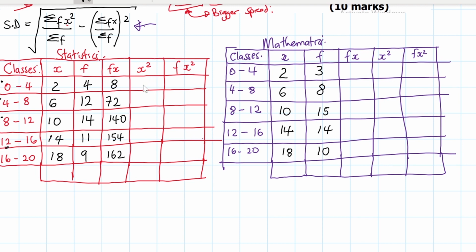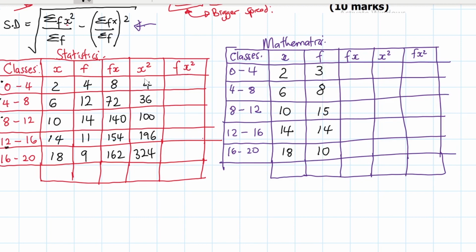X squared, we are looking at 2 squared. X squared here is 4. This is 36. This is 100. That is 10 squared. Then 14 squared is 196. Then definitely here we have 18 squared, which is 324. It's very easy for you to make an error. Here it is very important that you tread carefully. You fill in these things carefully. It's very easy to make an arithmetic error as you're punching in your calculator.